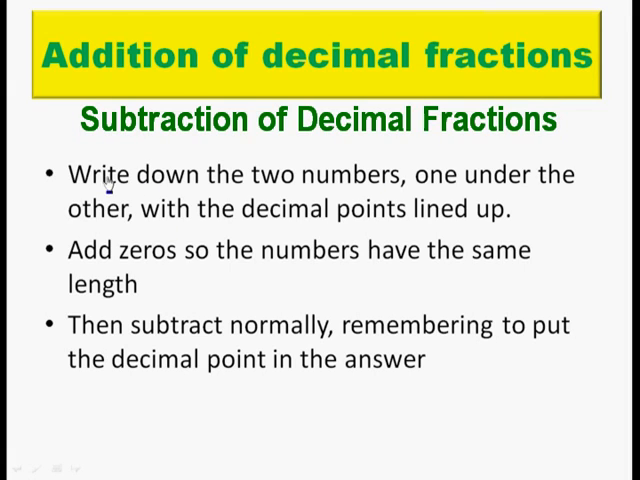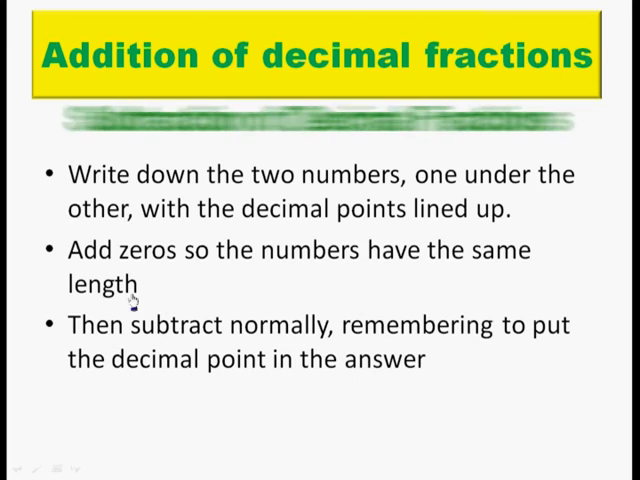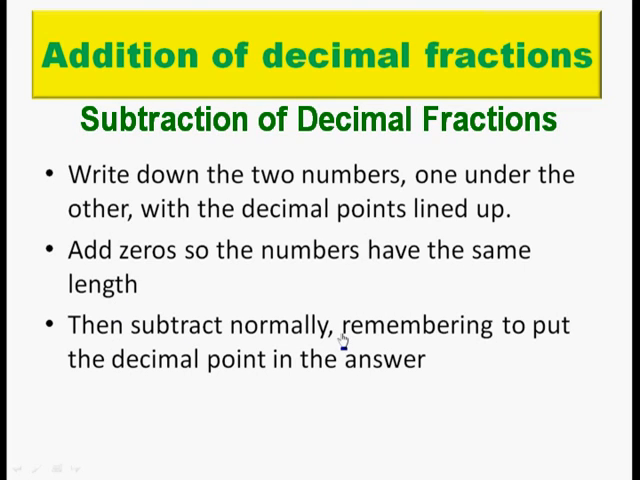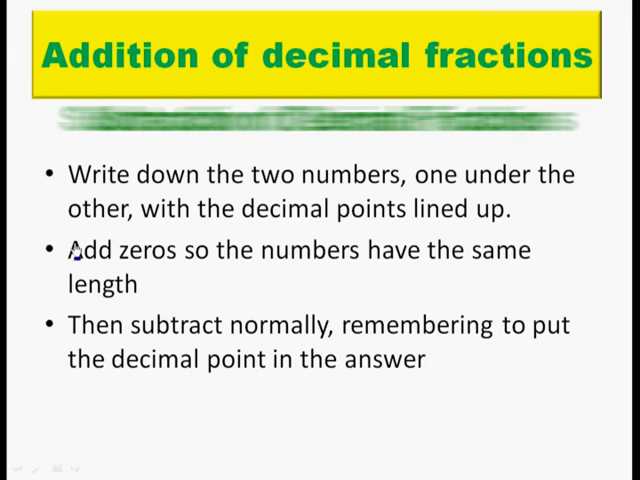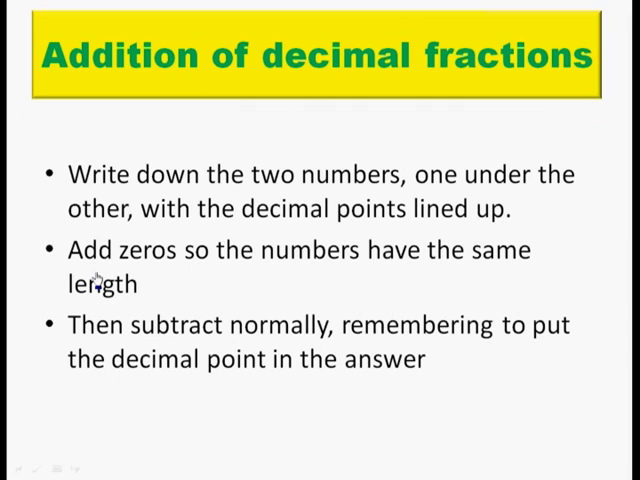Alright, so here are the steps, similar to addition of decimal fractions. So simple. Write down the two numbers, one under the other, with the decimal points lined up. And then the other, add zeros so the numbers are the same length. Then subtract normally, remembering to put the decimal point in the answer. So simply try following this instruction and see if you get the answers correct on the worksheet. Remember to call Mr. Bernard as soon as you're finished with the worksheet. Very good.